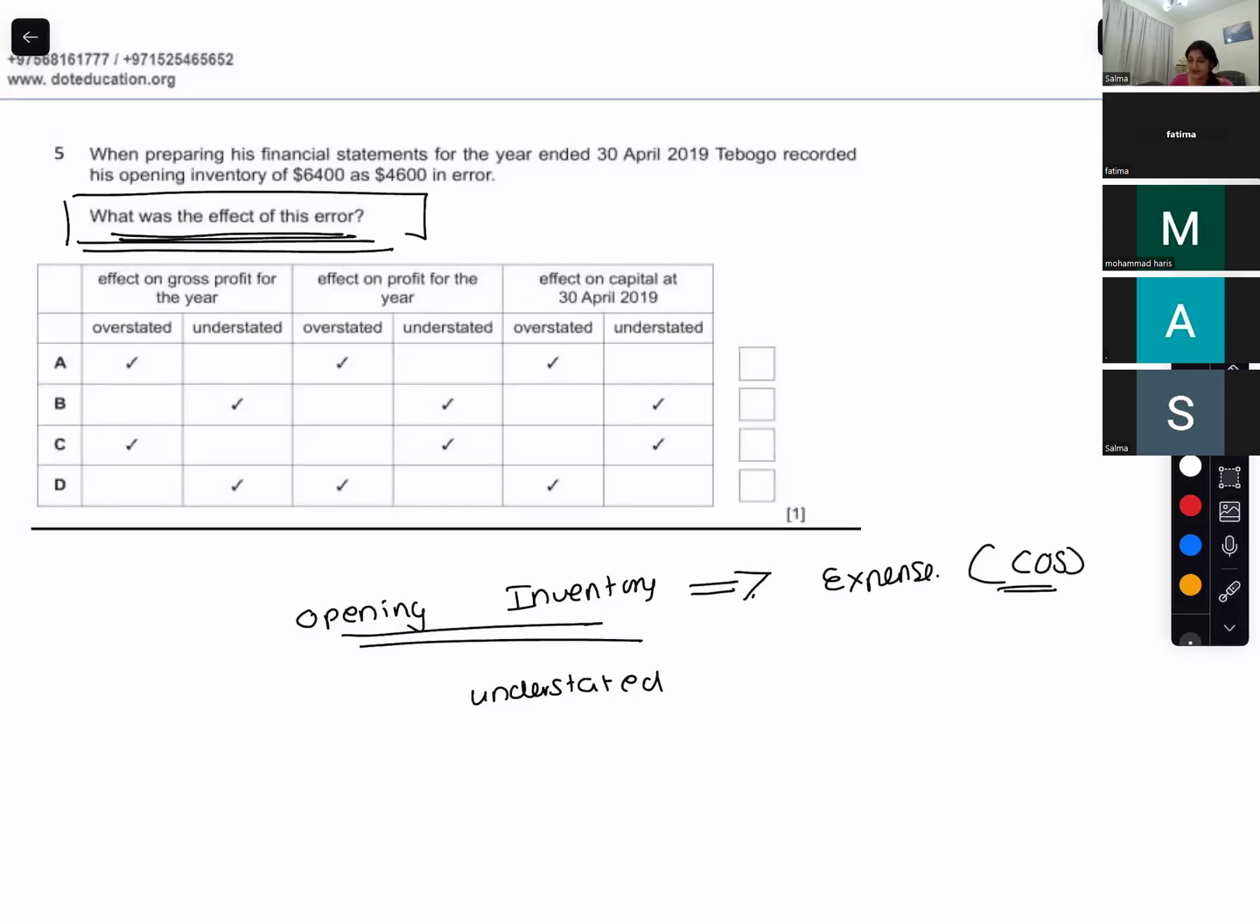Will opening inventory have any effect on the gross profit? The cost of sales will be lower, right? If the cost of sales is lower, what does that mean? Profits are overstated. Which one? The gross profit will be overstated. Gross profit is overstated, so option A or C. If gross profit is overstated, then what?